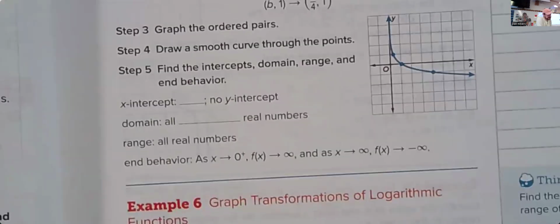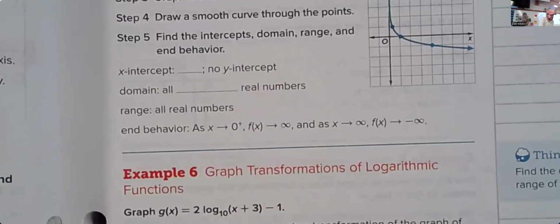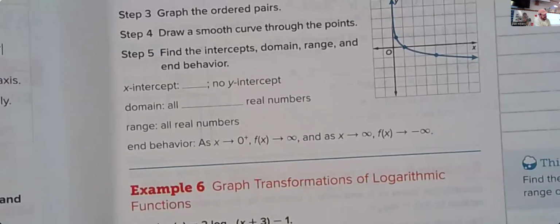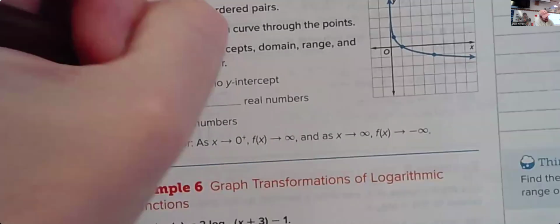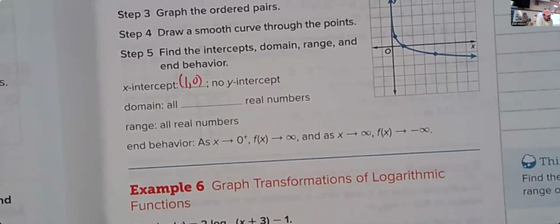Graph the ordered pairs, draw a smooth curve. All right, x-intercept. What is it? Where does it cross the x-axis? 1, 0 again. All right, so 1, 0. There is no y-intercept. Domain. Yeah, all positive real numbers again.